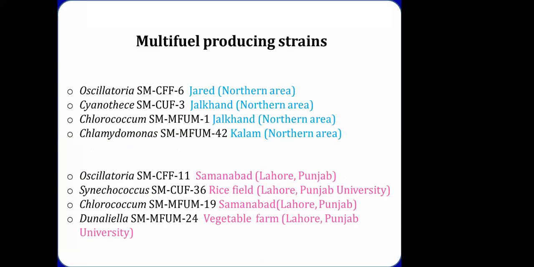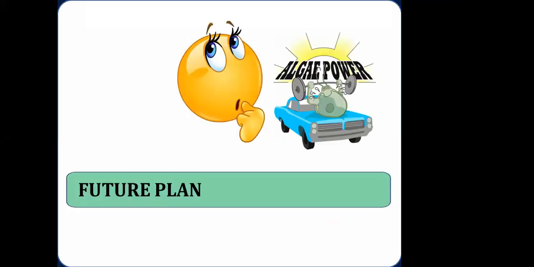So here is the summary of the results again for the multiple biofuel production strains. The upper four strains were obtained from the northern areas. However, the below four strains were obtained from the Punjab area, and in total, among 65 strains, 8 strains showed the highest amount of biofuel, either in the form of biodiesel, biohydrogen, or bioethanol.